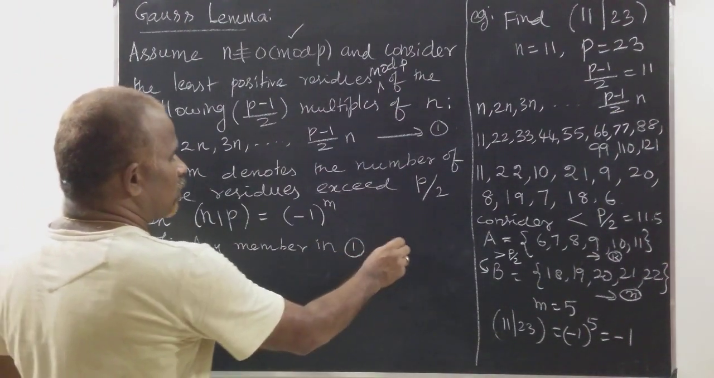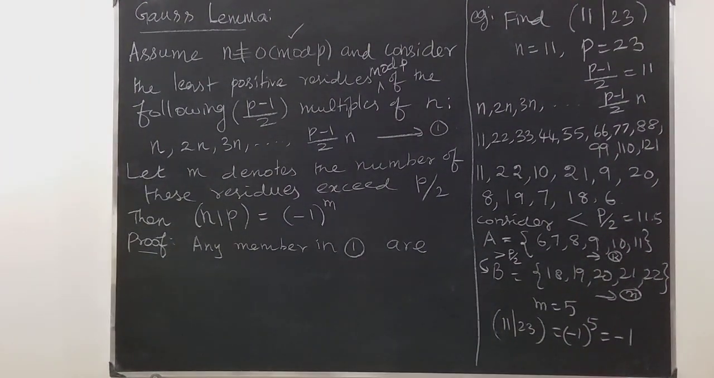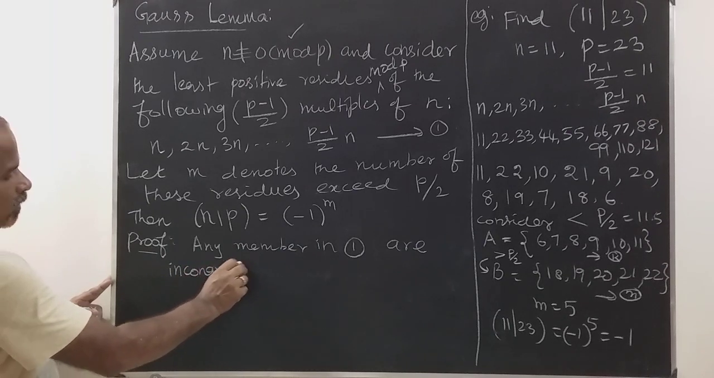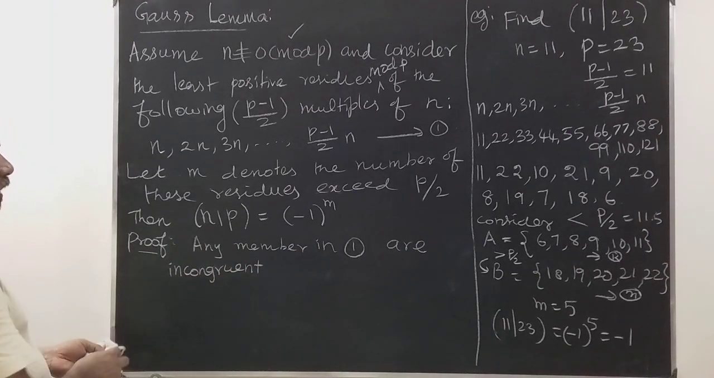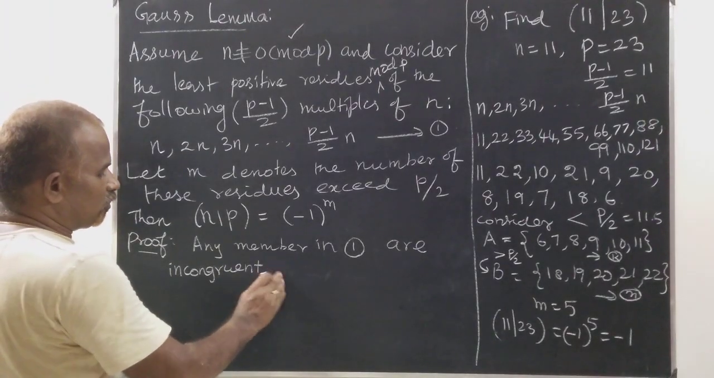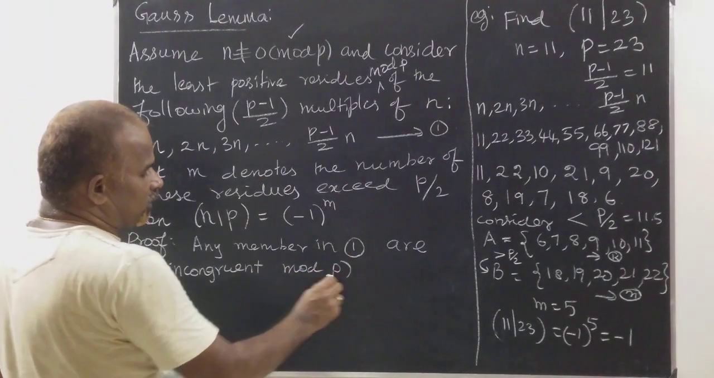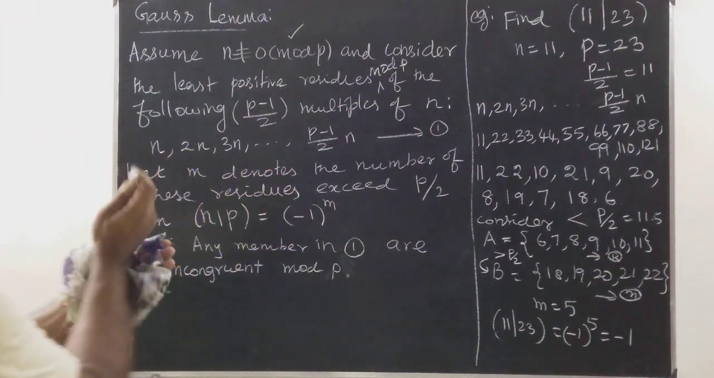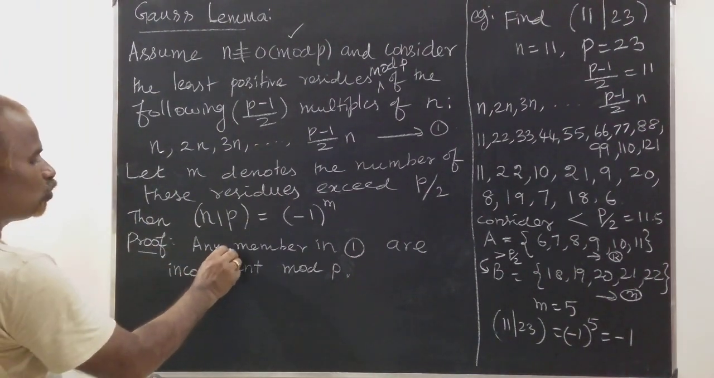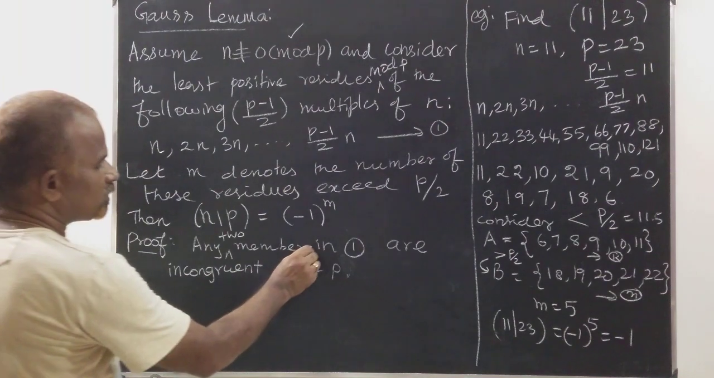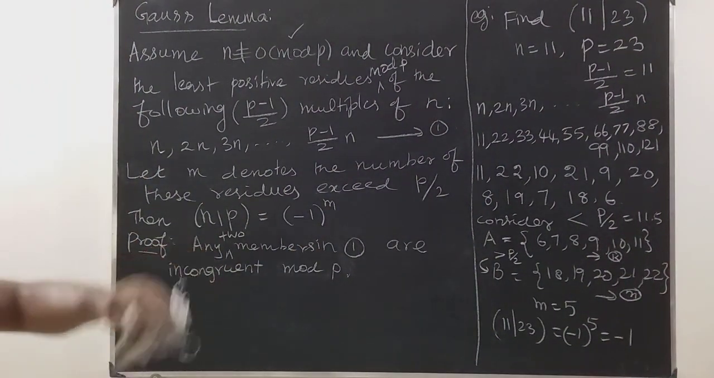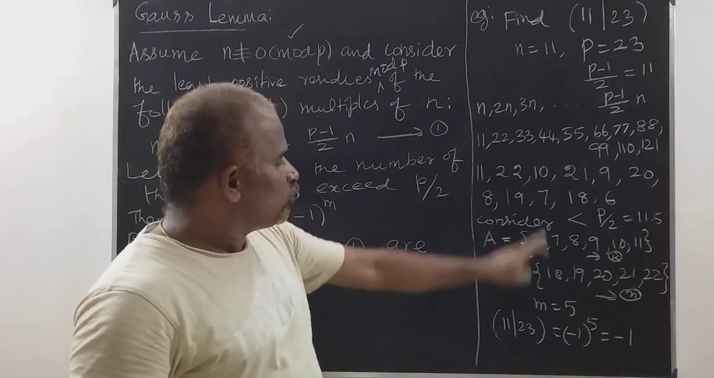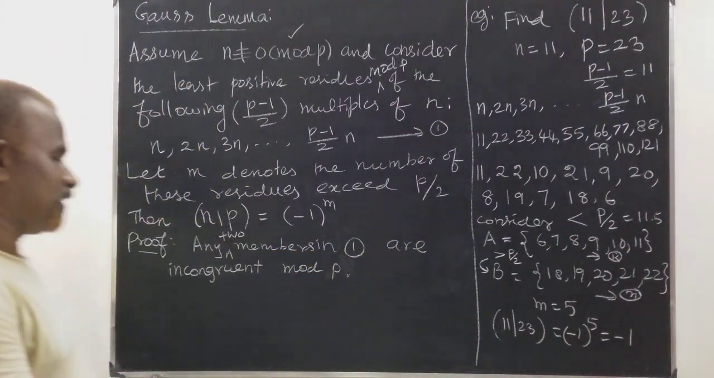So any two members in equation 1 are incongruent mod p. That is right.